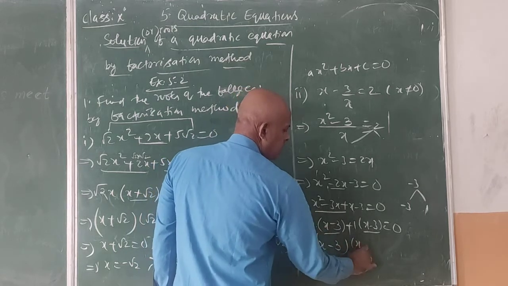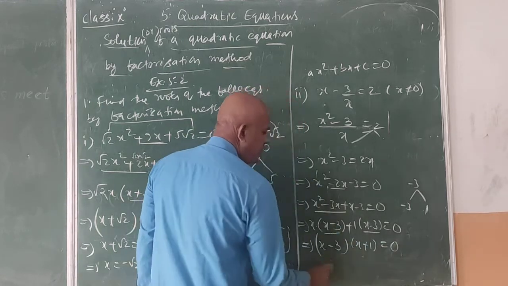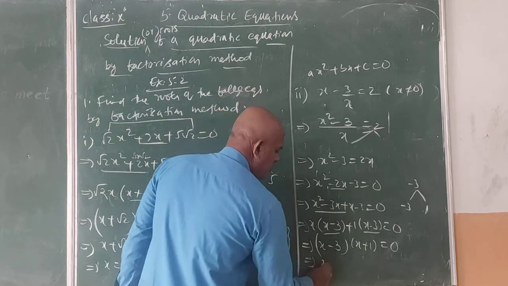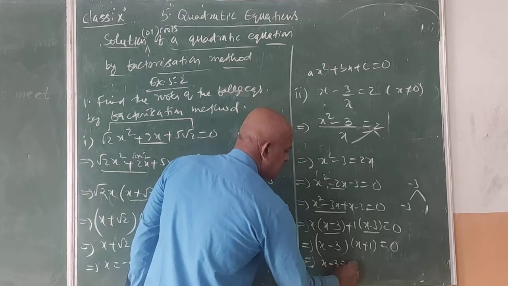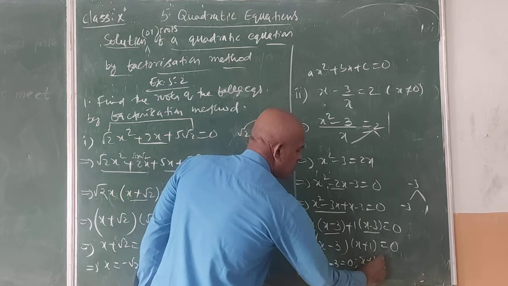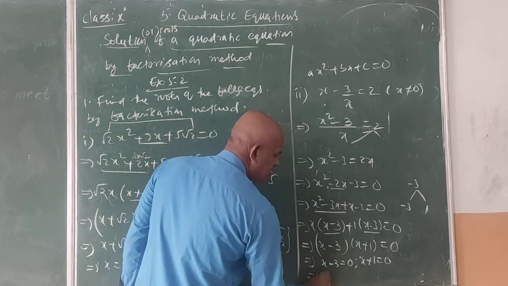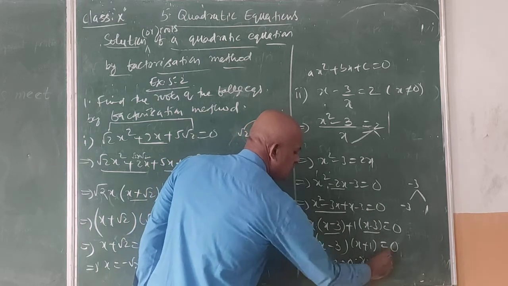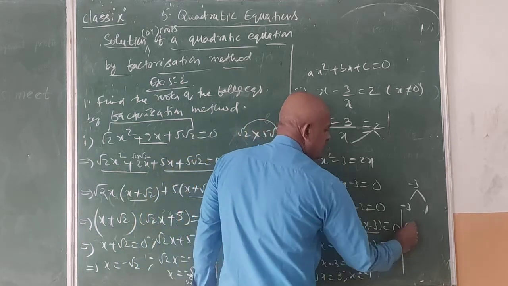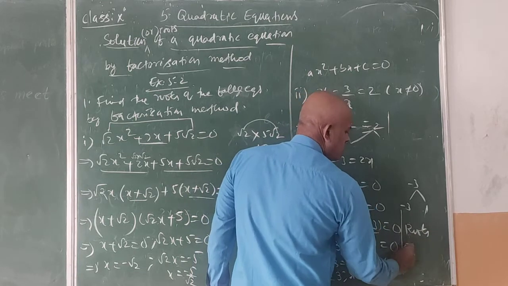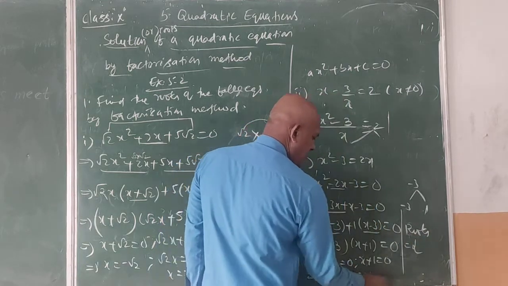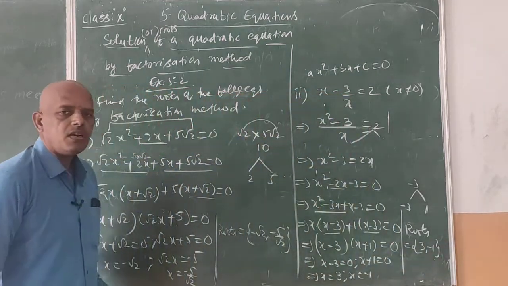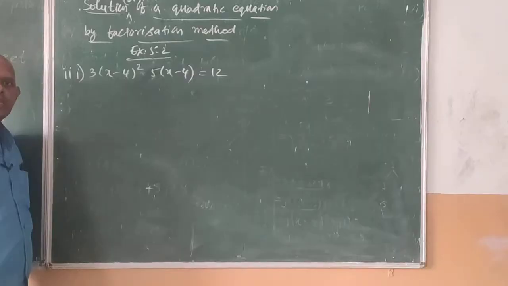So here x plus 1 is equal to 0. When the product of two terms is equal to 0, each one is equal to 0. So now x minus 3 is equal to 0, x plus 1 is equal to 0. So minus transform that side, x is equal to plus 3, and x is equal to minus 1. Therefore, what are the roots here? 3 and minus 1. 3 comma minus 1 are the roots of the quadratic equation.